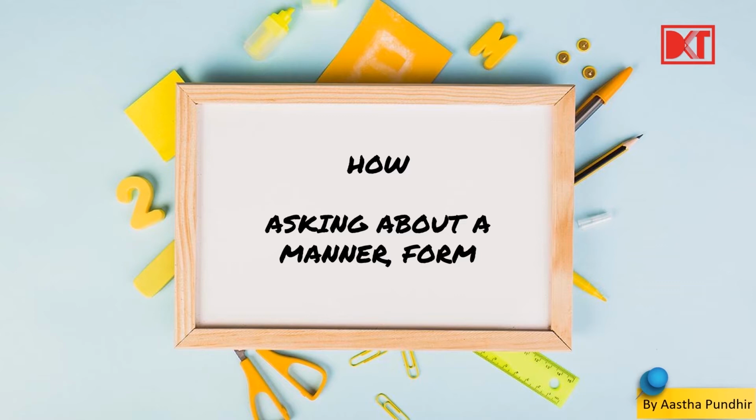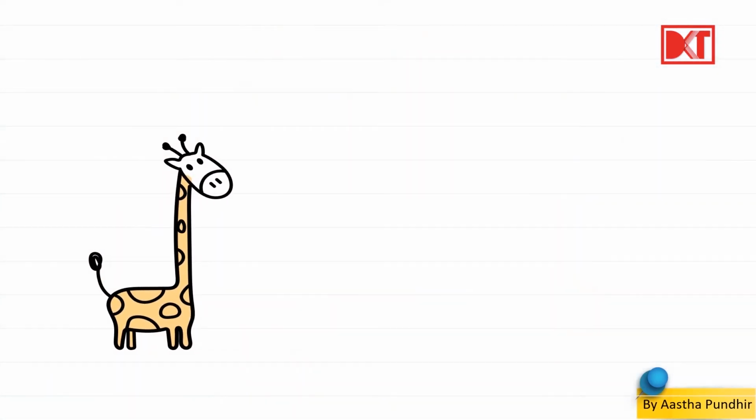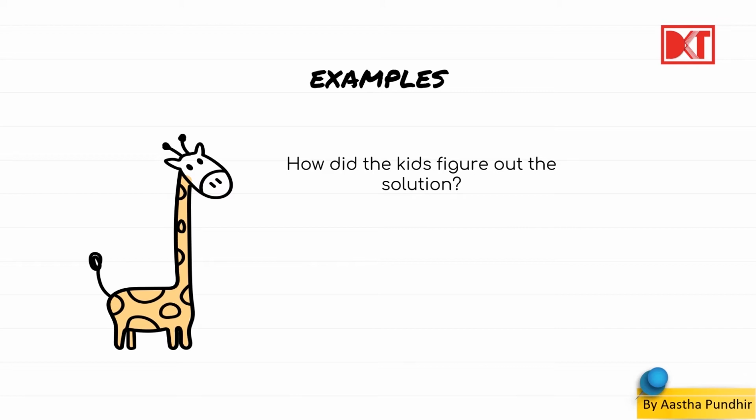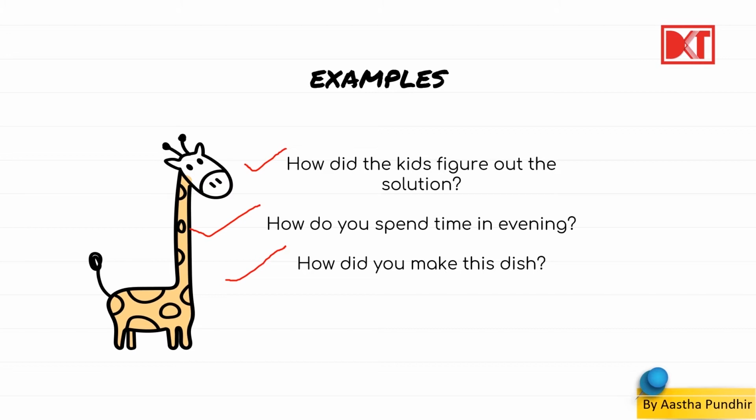Next up is how. How is used to ask about a certain manner or form, maybe process, like how this happened. Okay. Here, how did the kids figure out the solution? We're asking about the manner. How did the kids figure it out? Then, how do you spend time in the evening? Again, we're asking about a certain manner. How did you make this dish? Here again, we're asking about a certain process, a certain manner in which something was done, or is being done, or will be done. We use how.